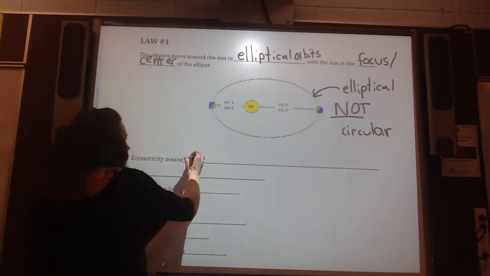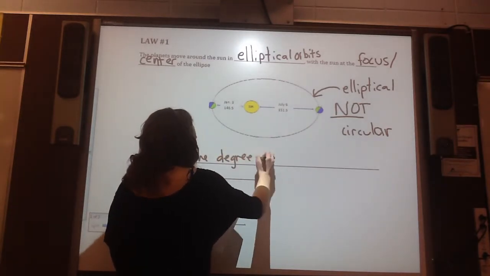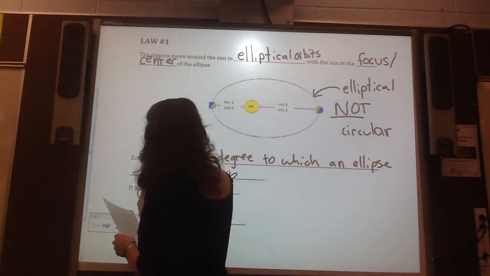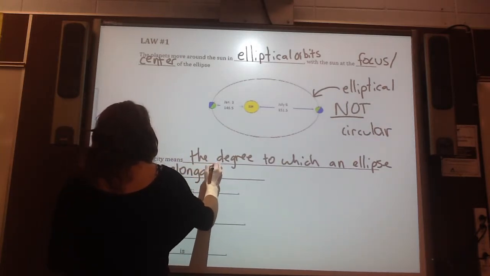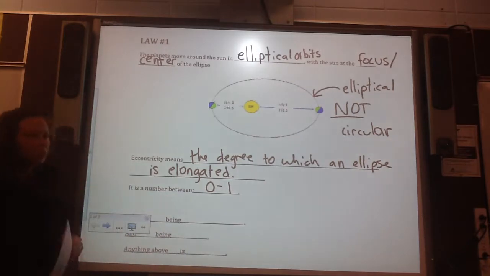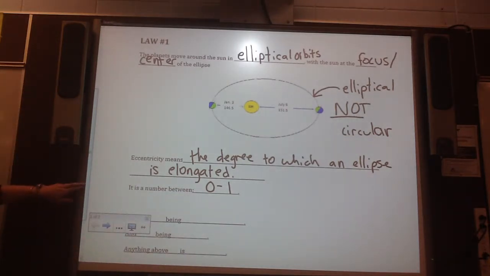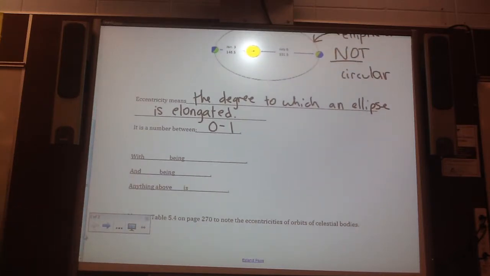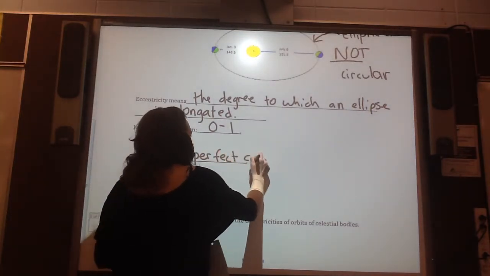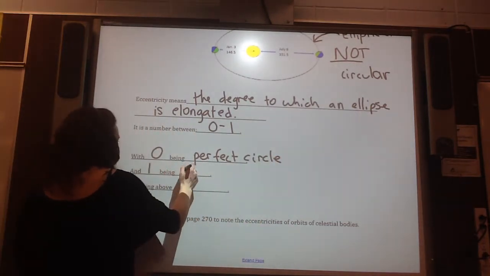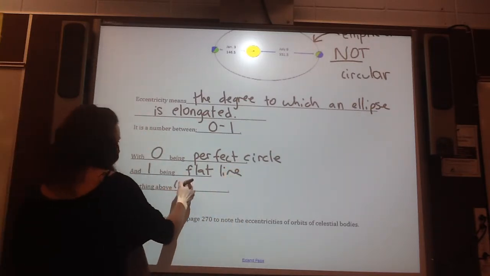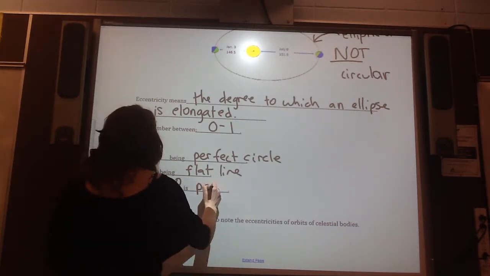Now, eccentricity means the degree to which an ellipse is elongated. It's measured between the numbers 0 to 1. So 0 is a perfect circle, and 1 would be a flat line. Anything above 0, not including 1, is a parabola.